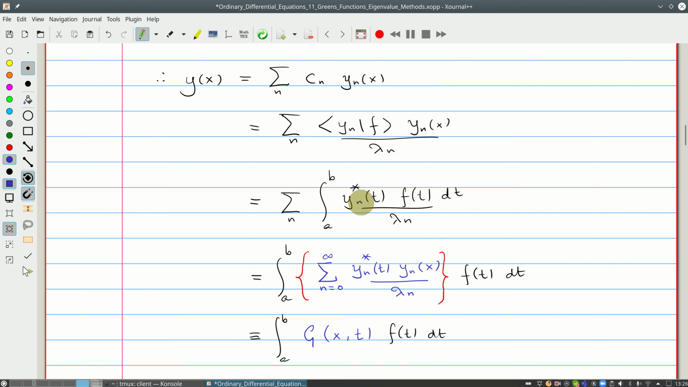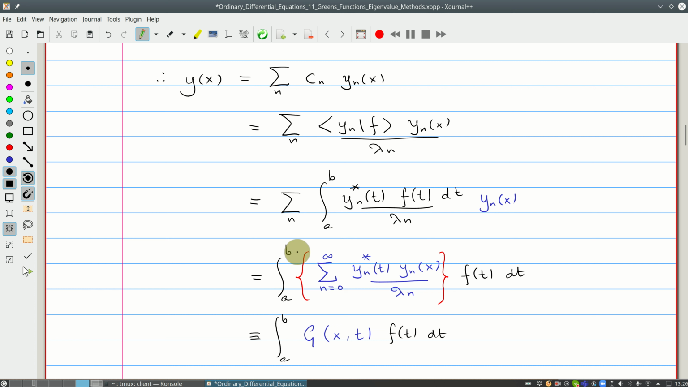This is the integral of yn as a function of t times f as a function of t, and this whole thing is multiplied by yn as a function of x. And now what we're going to do is pull these y's under the integrals, interchange the sum and the integral. Now this can be done if the sum is convergent. So we are making assumptions here. Now if the sum is well defined and convergent, absolutely convergent, then we can move these things around.